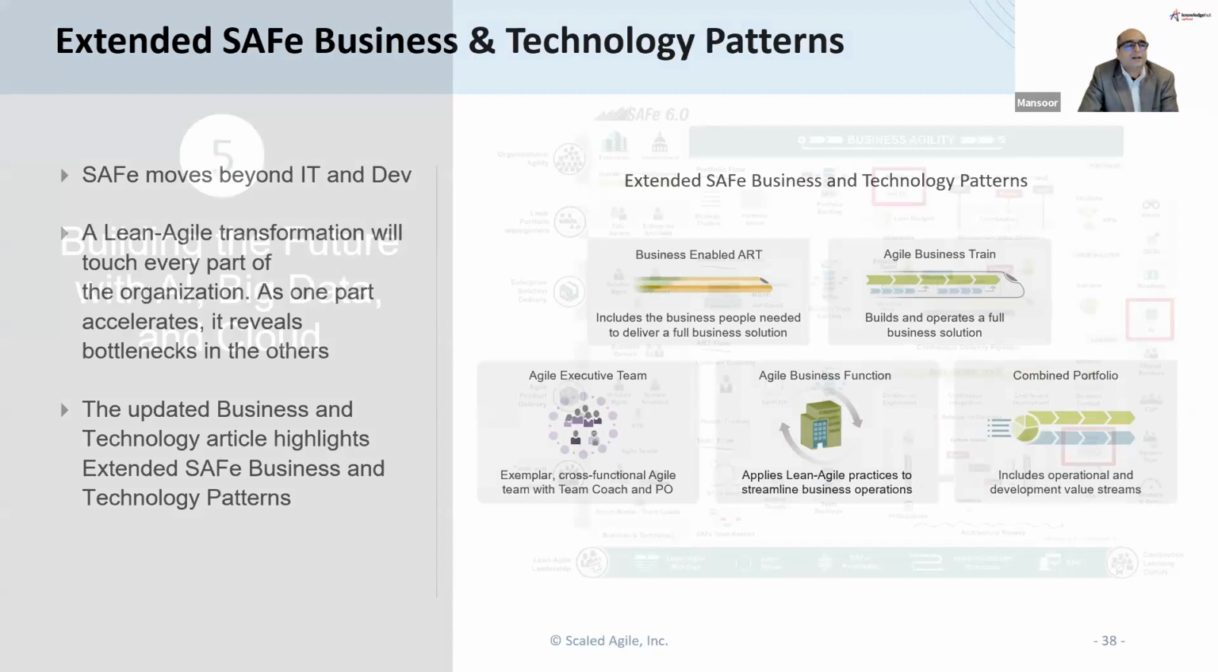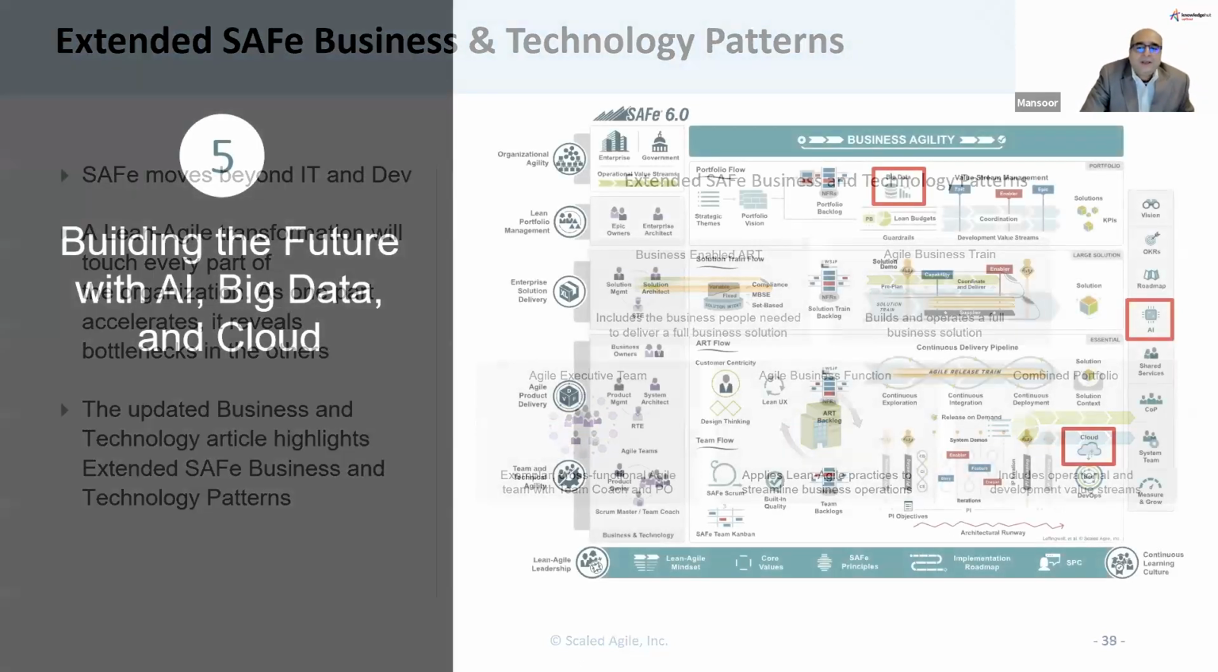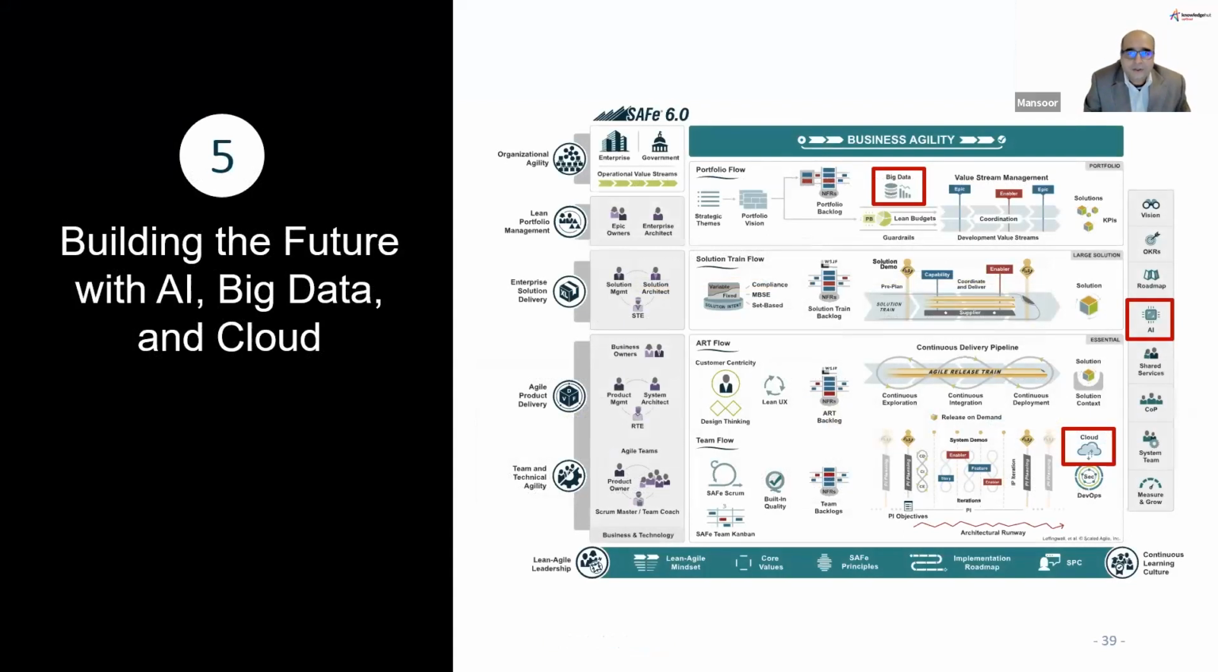Theme 5, we added to build the future with AI, big data, and cloud. So we all know AI is the future, right? We are looking at all the new things coming in, the ChatGPTs and all the other AI tools, chatbots coming in. So we know that's the future. And we look at building the future with AI, big data, and cloud.